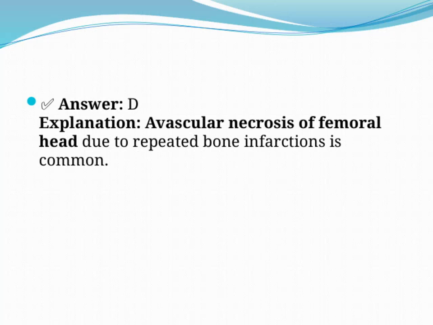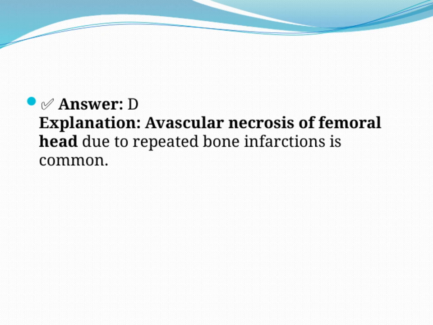All right, let's look at this question. The correct answer is D now. What this is really highlighting is the concept of avascular necrosis of the femoral head. This condition occurs when the blood supply to the femoral head is compromised, leading to tissue death. The key point here is that repeated bone infarctions, or areas where the bone tissue dies due to lack of blood flow, are quite common in this scenario.